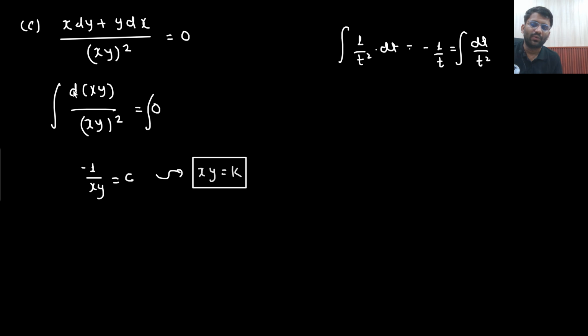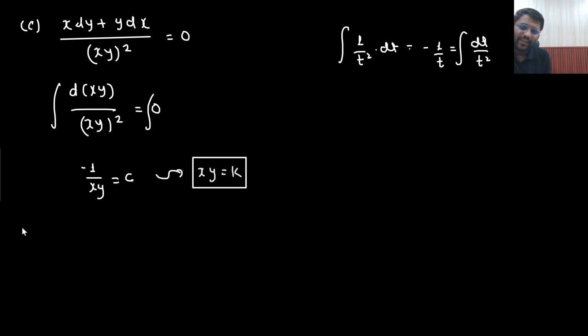But it should click to you. D of xy divided by xy whole square, what could it be written as? Minus 1 by xy, because d of t divided by t square could be written as minus 1 by t. So similarly, d of xy divided by xy whole square could be written as minus 1 by xy, which equals c.